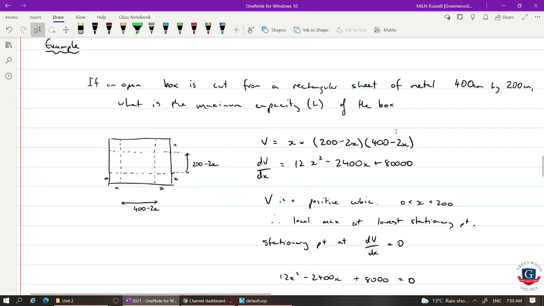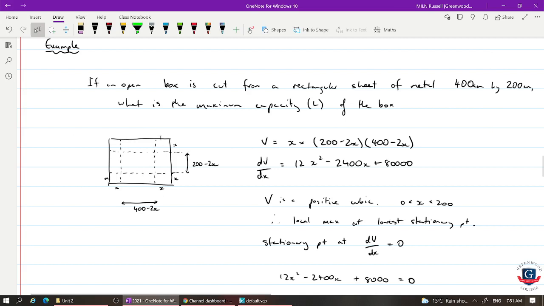Okay, question 1 done. Question 2, this is a volume problem. So if we have a metal sheet and we want to make a box out of it, and we cut the corners out and fold them up like a net, what's the maximum capacity of the box? Now we say capacity, so we're expecting it in litres, so at some point we're going to have to convert to that because we've been given centimetres up here.